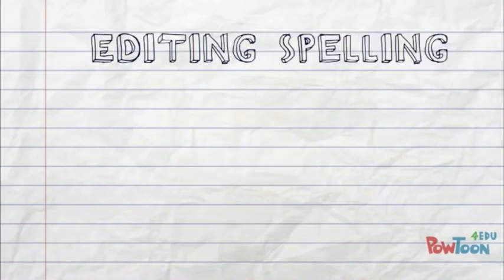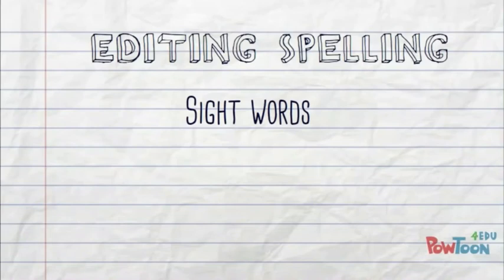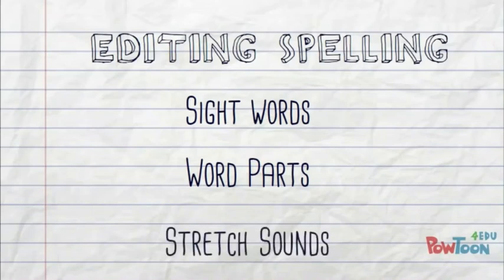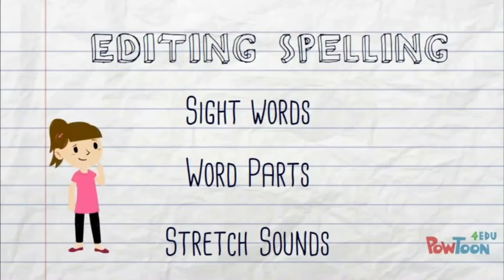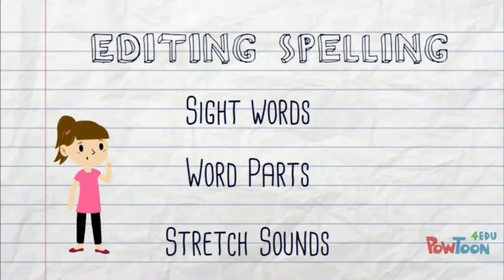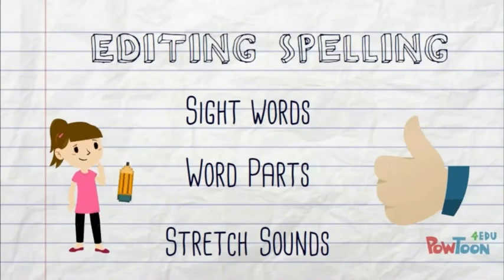To edit our spelling, we make sure we spelled sight words correctly, that we used all of the word parts we know, and that we stretched out all of the sounds in words as best as we could. Your spelling doesn't have to be perfect. You just need to use what you already know, fix any silly mistakes you made, and try your best.